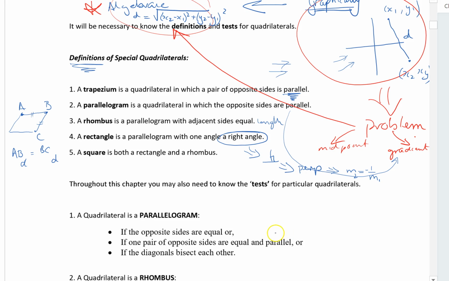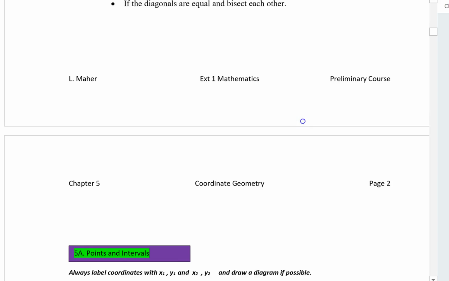There are some tests also associated with these shapes, and I've listed them here. I'm not going to go through them in this video. If you're unsure of what makes something a parallelogram, if you're instructed to show that this shape is a parallelogram, unless you know these already, you're probably going to come back and refer to these. If you have to refer to these properties of a parallelogram, that's a sign that you haven't learnt them and it's time to learn them. I'm not going to read them out to you. You're capable of reading them. Likewise, a rhombus and a rectangle.